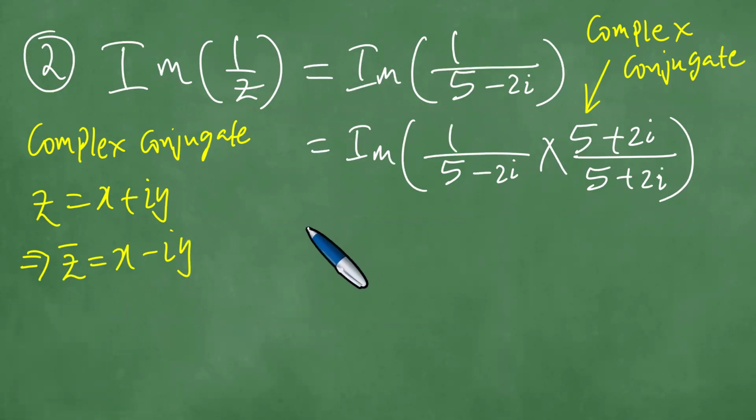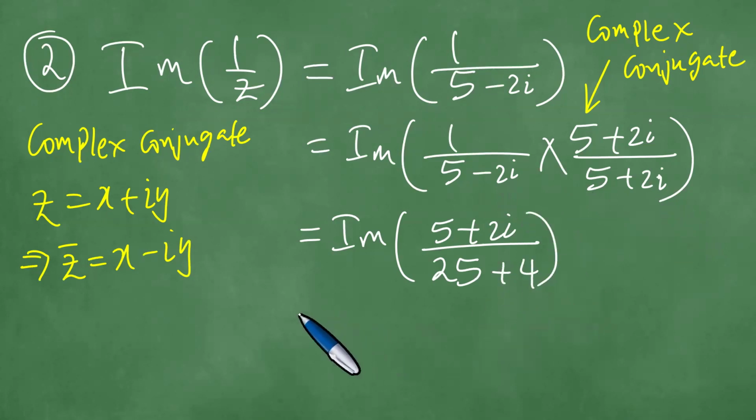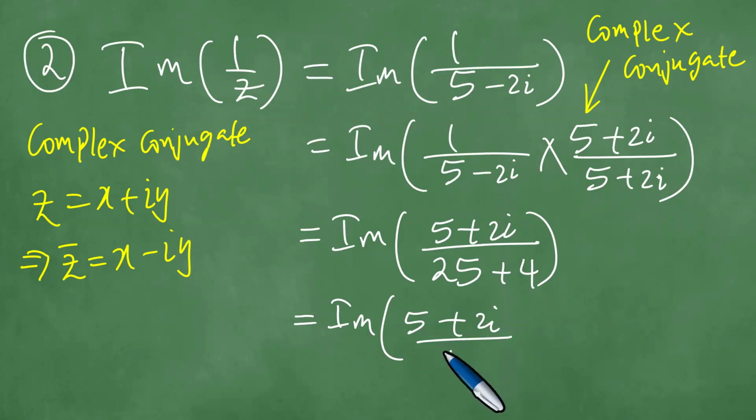Now, with that mentioned, we're able to compute here and find the imaginary part of this. So by the numerator is 5 plus 2i. The denominator is clearly a product of this with that. This product here is like the difference of two squares. So 5 by 5 gives us 25. Then we just multiply the imaginary parts. Minus 2i times plus 2i would give us plus 4. And therefore, we have 5 plus 2i, and we divide this by 29, which is 25 plus 4.